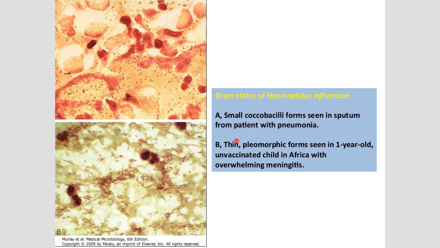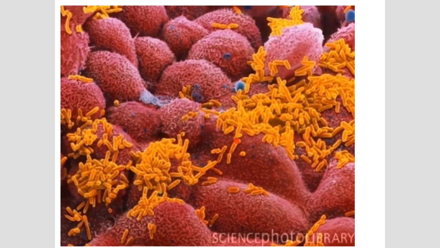Staining, as you can see: Haemophilus influenzae, coccobacilli in a patient with pneumonia, and then again, thin pleomorphic rods in an unvaccinated child. It says in Africa, because he presented with overwhelming meningitis. Before the vaccine, we had a very high incidence of meningitis. Okay. All right. I don't know why I put it over there, but you can see these are cells, and these are tiny little gram-negative rods. They're trying to get into the cells.